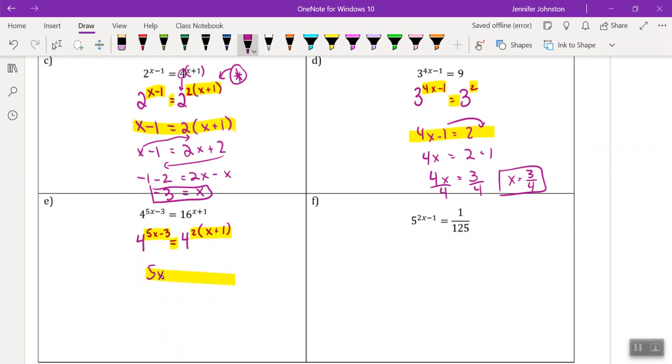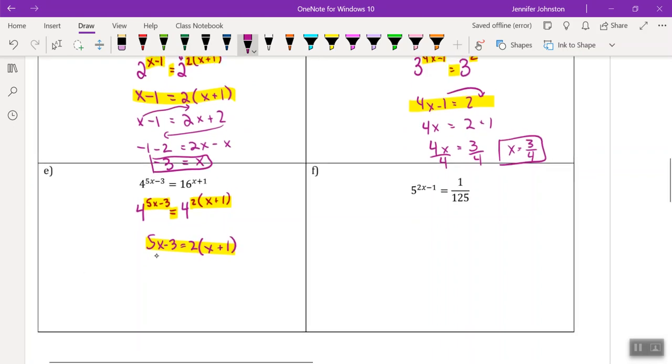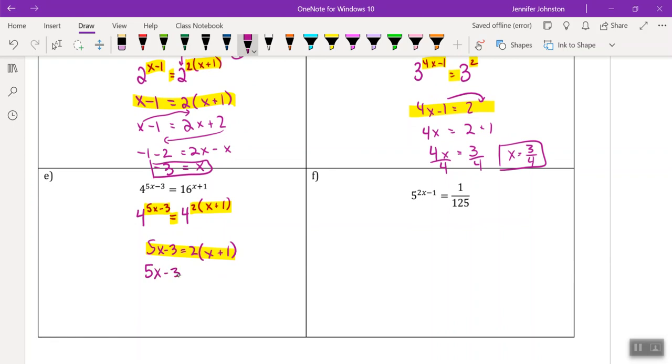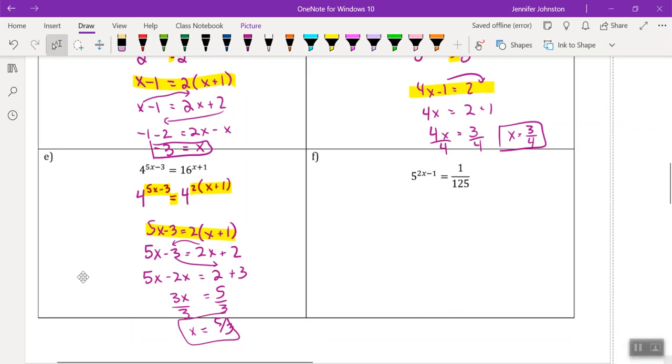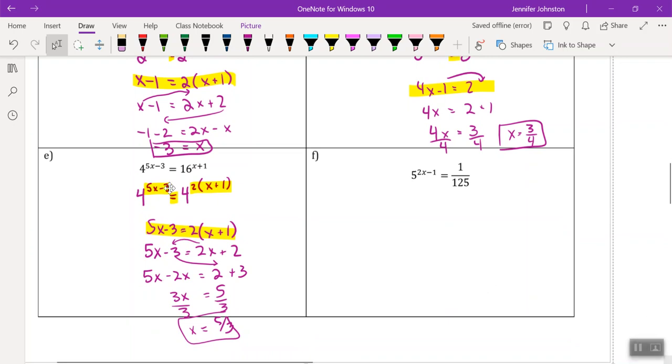So we've got 5x minus 3 is equal to 2x plus 1. Go ahead and solve that. 5x minus 3 is equal to 2x plus 2. Bring this over here, this over here. 5x minus 2x is equal to 2 plus 3. So we got 5 on this side, 3x on this side. Divide by 3. Again, anytime, please press pause if I'm going too fast. The only reason I'm going fast is because I only have 15-minute blocks per video. All right, so we got it. That's our answer, 5 over 3.